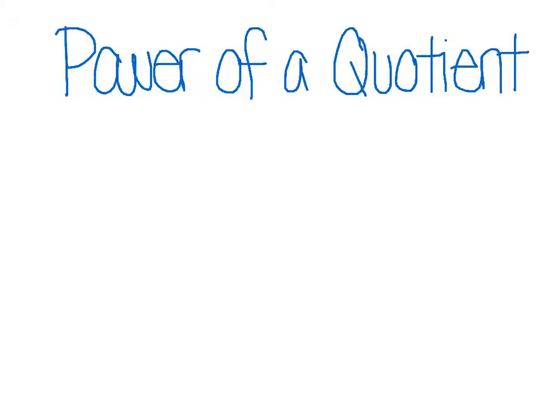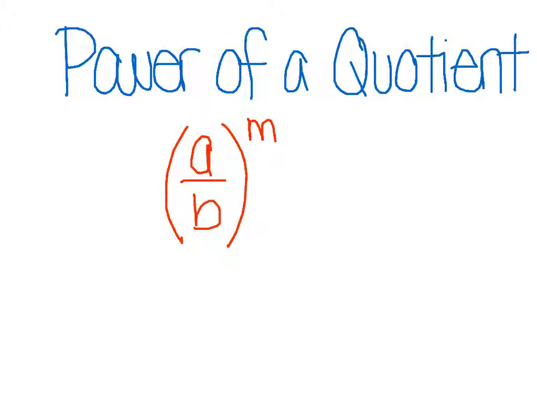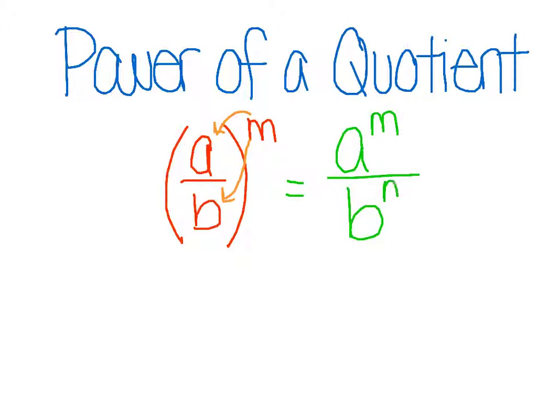The other rule we're going to study is the power of a quotient. This is important because it's just like the power of a product, but now we have division. So if I have some numbers or variables, a and b, a divided by b, and I put that to the nth power. Just like in our previous video, we're going to distribute our exponent of m to each term, except now we're distributing it to the numerator and to the denominator. And so our final answer is going to be a to the m divided by b to the m.